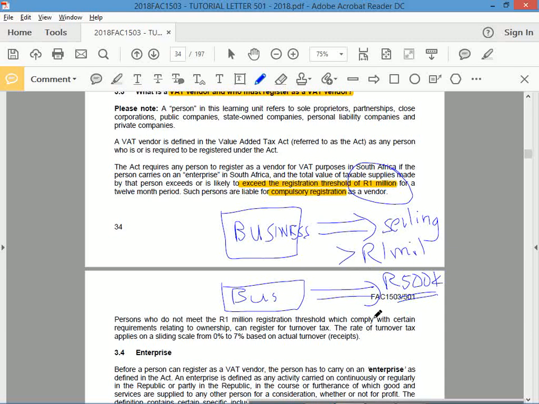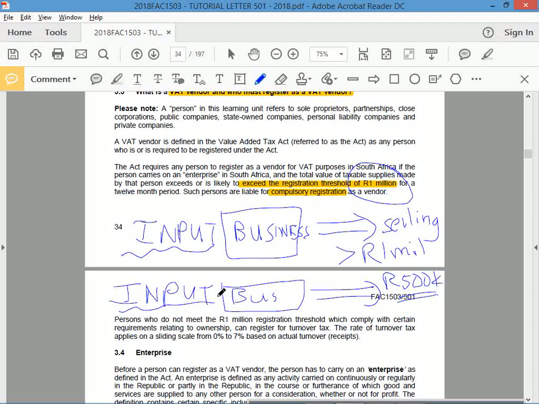You decide whether or not you want to do that. When would you want to do this? Well, if you wanted to claim inputs. As an individual, can you claim VAT on items you purchase? No, even if you're using those items for business purposes. Let's say you're renting office space. There's 14% on that. You can't claim it as an individual. If you register as a VAT vendor, then you can claim input VAT.